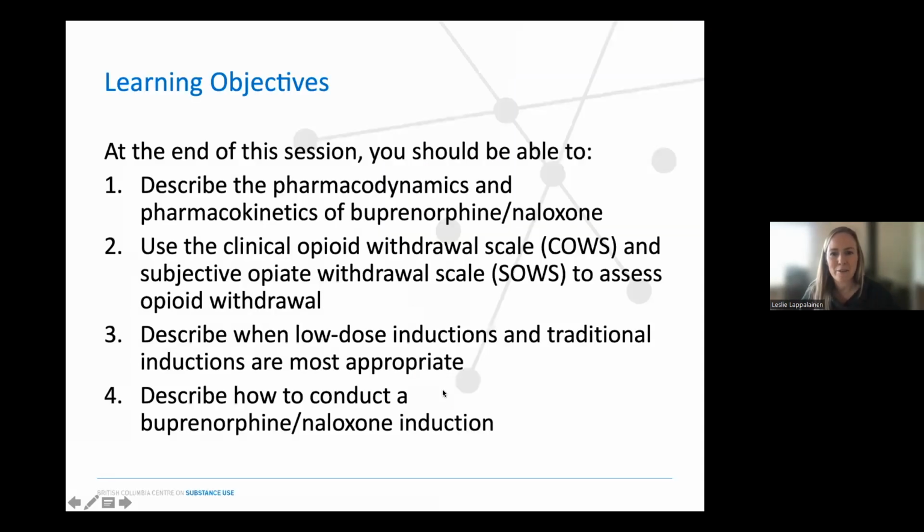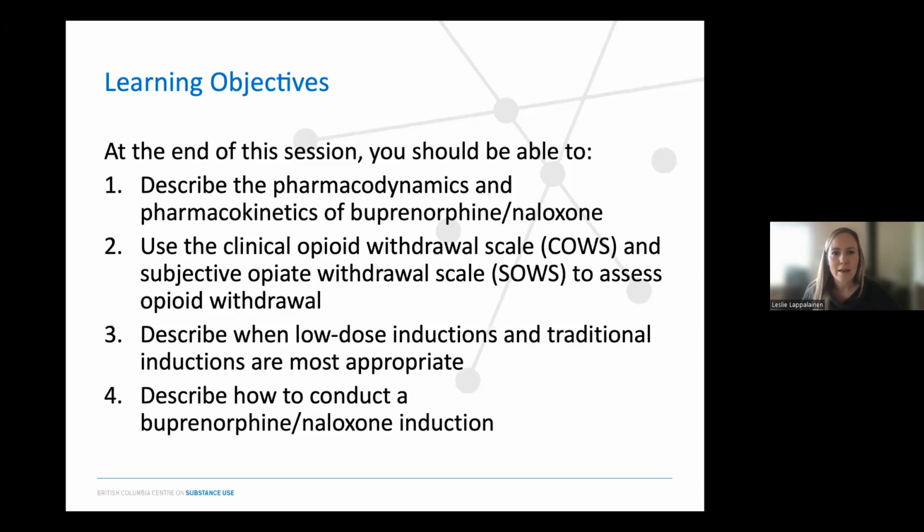So we have a fairly ambitious agenda today to cover the following learning objectives. I'm going to try to get through all the slides in the next 20 minutes or so. By the end of the session, I'm hoping that you will be able to describe the pharmacodynamics and pharmacokinetics of buprenorphine naloxone. We'll talk about using the clinical opiate withdrawal scale and the subjective opiate withdrawal scale, the COWS and SOWS respectively, to assess opiate withdrawal.